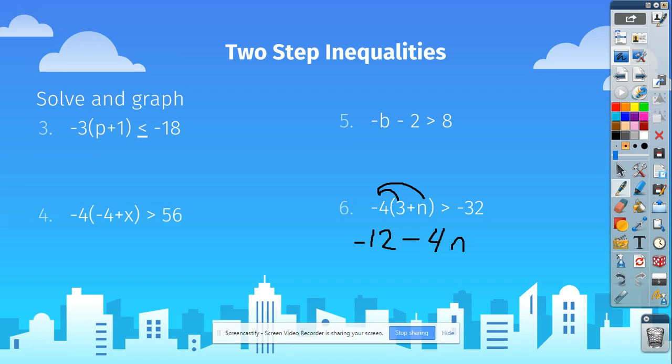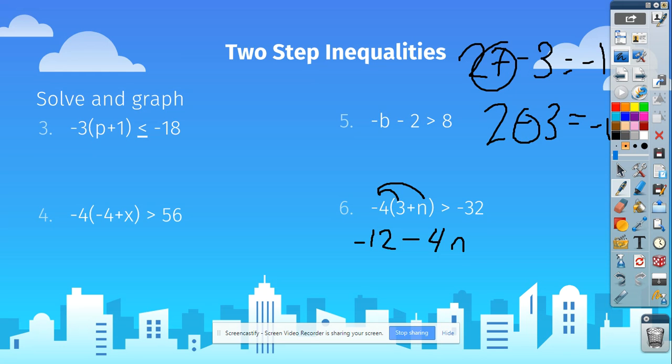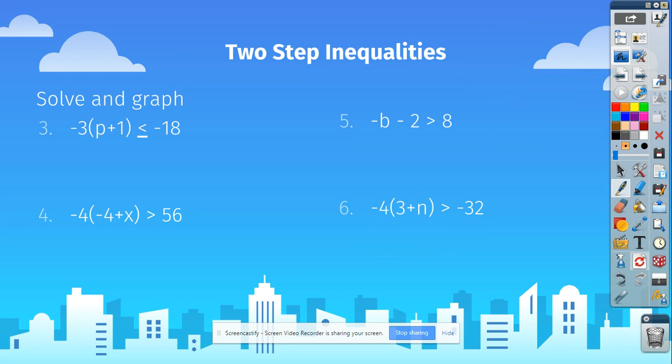So that's the same thing as saying 2 plus negative 3, and that would be negative 1. That's the same thing as saying 2 minus 3 is negative 1, okay? Do you see how in this equation we had a plus sign, and in this equation we just had the subtraction sign? That's because this negative right here overruled and made the plus sign just a subtraction sign, and it makes our lives a lot easier. So when we distribute, that's going to be negative 12 minus 4n is greater than negative 32.